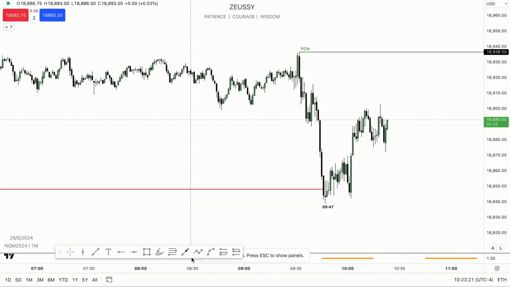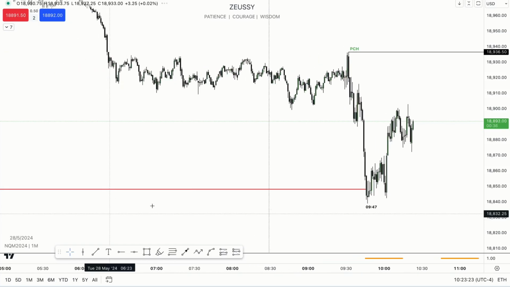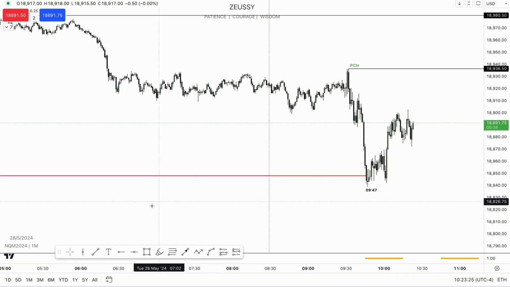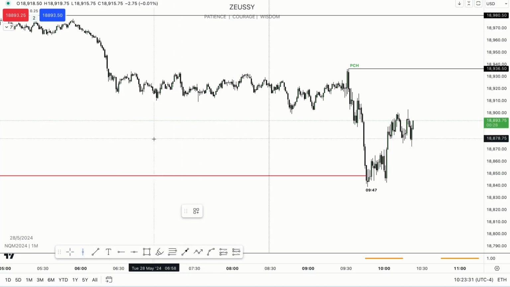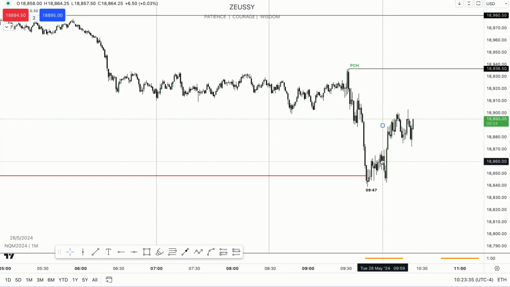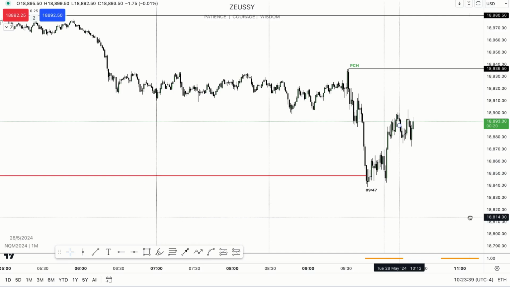This is going to be a very short lecture because I'm going to showcase something to you. It's about environment selection. Here we are on the 1 minute chart of Nasdaq. And what we can see is the following. I'm just going to put the 90-minute cycles for us, where we have 7 to 8:30 and 8:30 to 10, and of course 10 to 11:30.